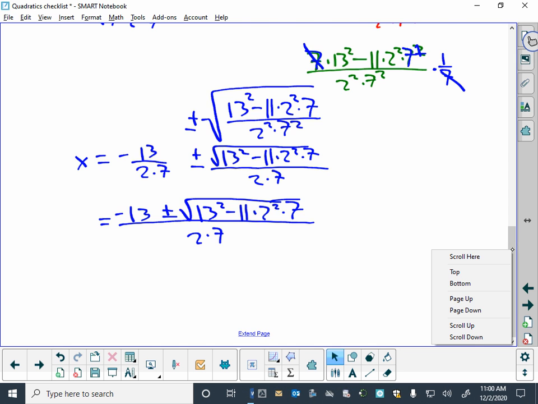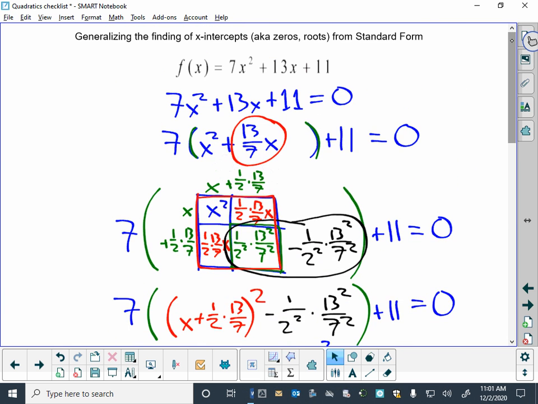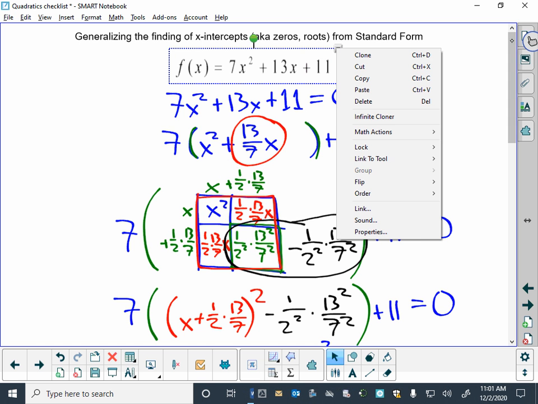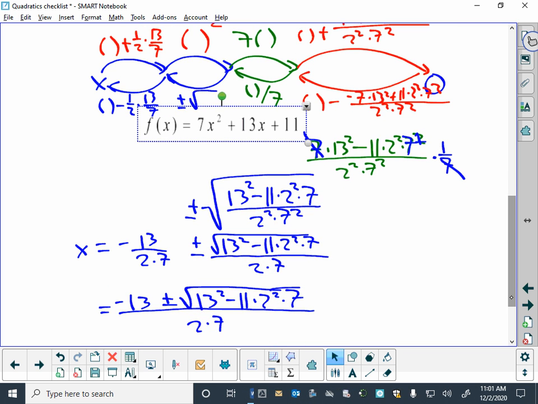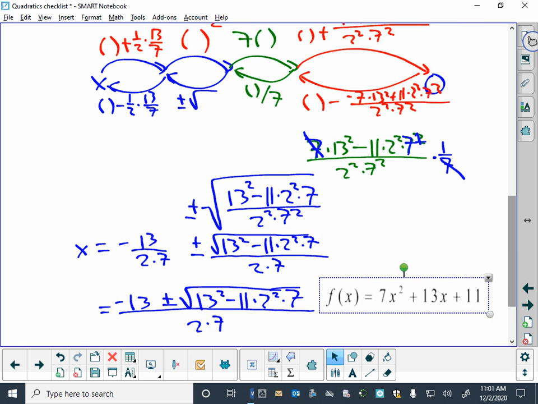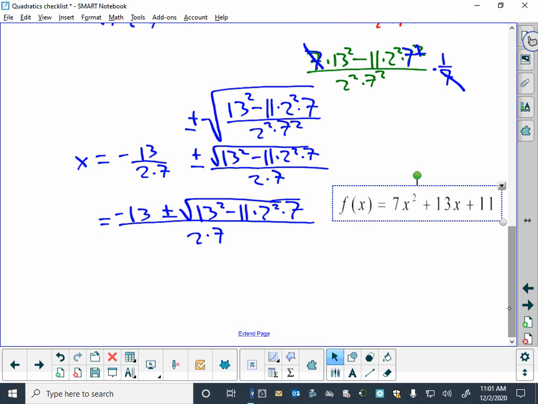Now, let me go up. I'm going to grab a copy of my original problem. Clone that and throw that down to where we are. So here we are in the original problem. And if I start comparing the numbers in here, I see the 7 was where, in the standard form, what I refer to as A. The 7 is A, the 13 is the B, and the 11 is the C. And I can see all of those numbers in here.